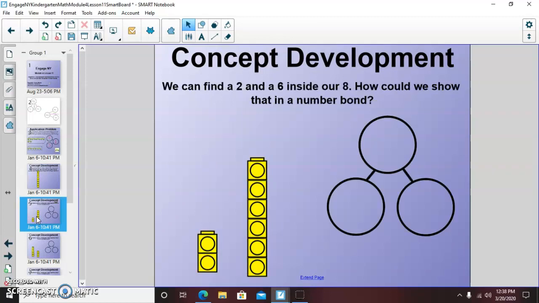Okay. So, right here, they broke it into 2 parts for us. They broke it into 1, 2, so that's one of our parts. So let's go over here to this number bond and fill that in, since we know that right away.